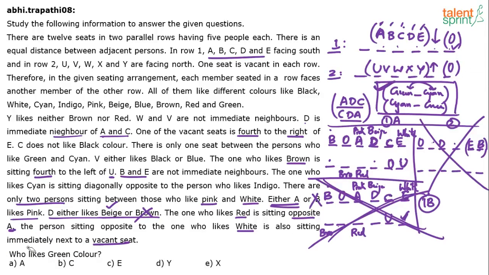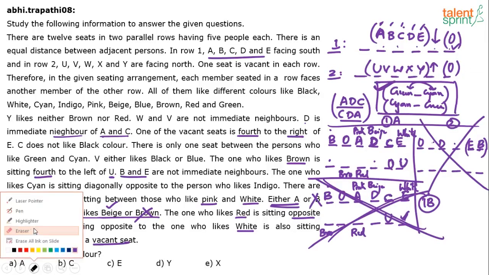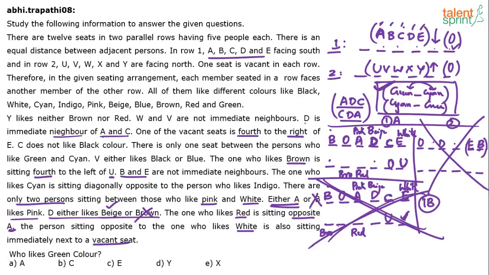Let me just note that. This could be green. This is anyway a vacant seat. This is green and this is cyan. Remember, it is interchangeable. We can interchange these two. It can be green dash cyan or cyan dash green. It's not confirmed yet, but definitely these two seats are blocked for green and cyan.